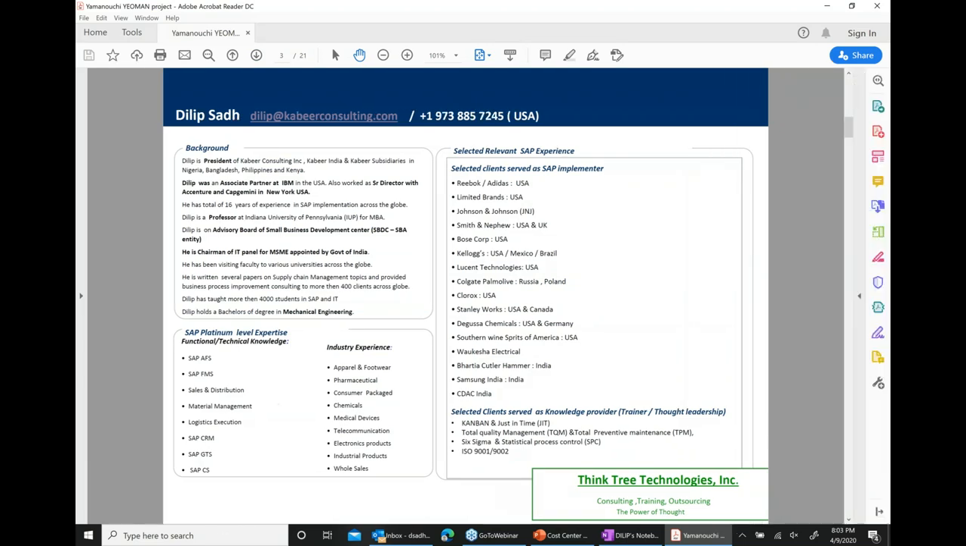Let me briefly introduce myself. My name is Dilip Sadh. Professionally, in SAP, I worked with IBM. I was associate partner with IBM. I was senior director with Accenture and Capgemini out of the New York office. I did several implementations of SAP, being involved with many, many implementations. I've been teaching for many years. In fact, I started my career accidentally in the SAP field as a teacher. That's the only job I got, so an accidental teacher, it kind of continued, I liked it. How many people I have taught in SAP, I actually don't know. I cannot even count the number of batches I might have taught in so many years. So many, many thousands of students I have taught in the SAP space.